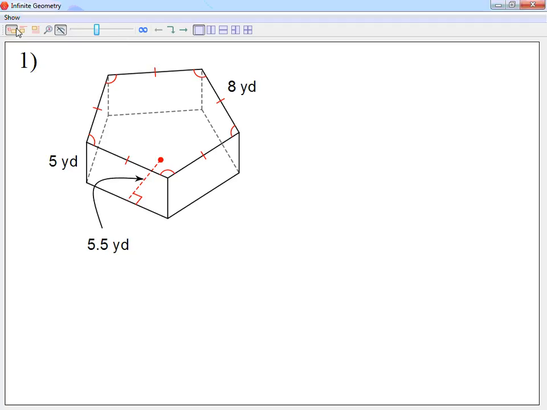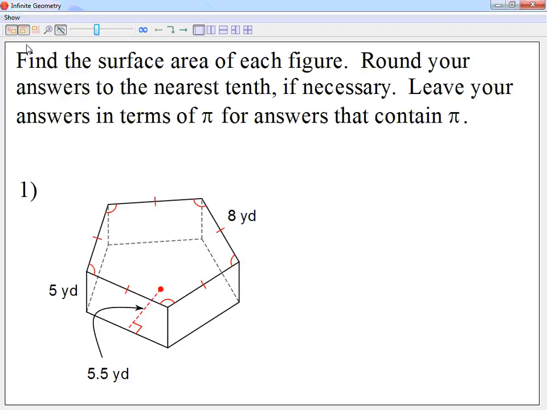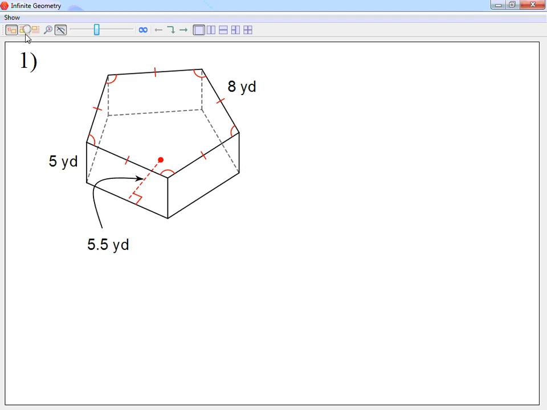Alright, so looking at the instructions, it says find the surface area of each figure. Round your answers to the nearest tenth if necessary, and leave your answers in terms of pi for answers that do contain pi. So I want to take the instructions just to have the space. This is basically what we did yesterday.